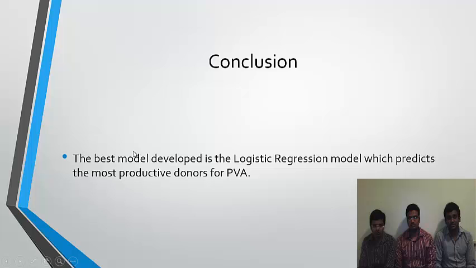Okay, coming to the conclusion, like we said, we've been going through some of the slides, and we know that the logistic regression model is the best. We came up with the logistic regression model and we developed it, and it predicts the best and most productive donors for PBA in terms of the true positives, and we can actually optimize the revenue for PBA, which is the whole cause and goal for the project.